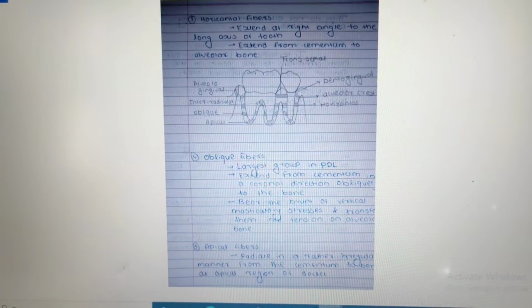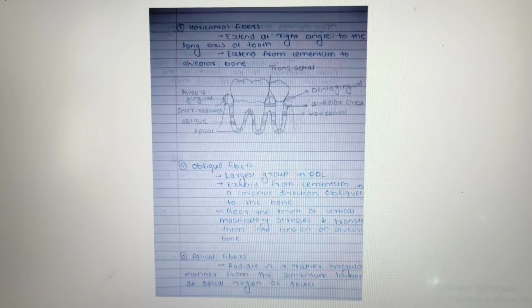Coming to the next, they are oblique fibers. Oblique fibers are the largest group in the PDL. They extend from the cementum in a coronal direction obliquely to the bone. What is the function of oblique fibers? They bear the brunt of vertical masticatory stresses and transform them into tension on the alveolar bone.